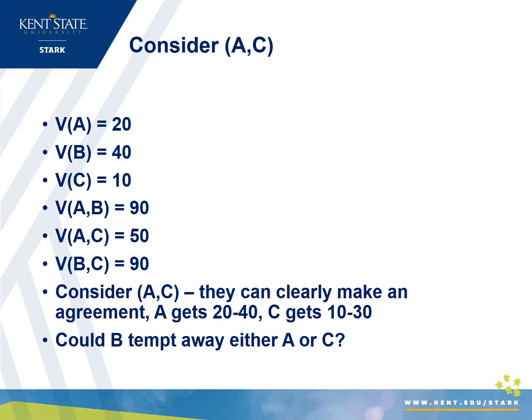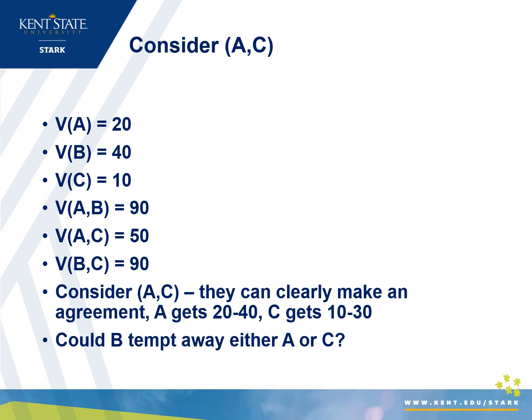Well, think about B. B is earning 40 by themselves. If they could form an AB coalition, they could get 90, or whatever their share of that is. So they'd be willing to pay A up to 50 to deviate and hop into an AB coalition. If they can pay up to 50 and A is only getting between 20 and 40, then they can certainly tempt away A. So we already know an AC coalition would not be stable.